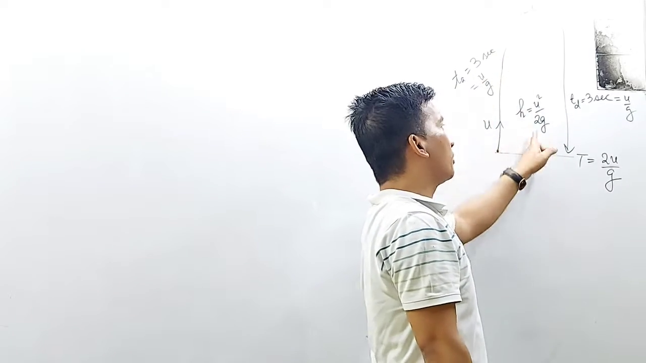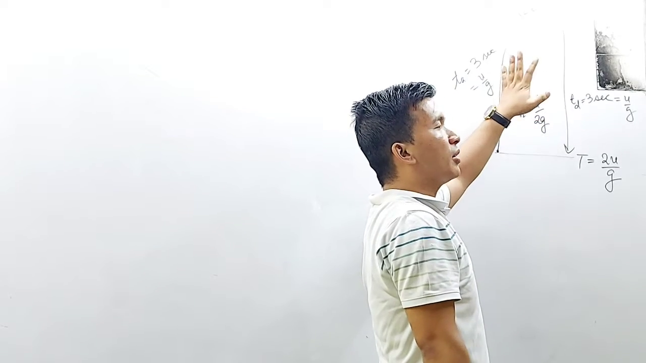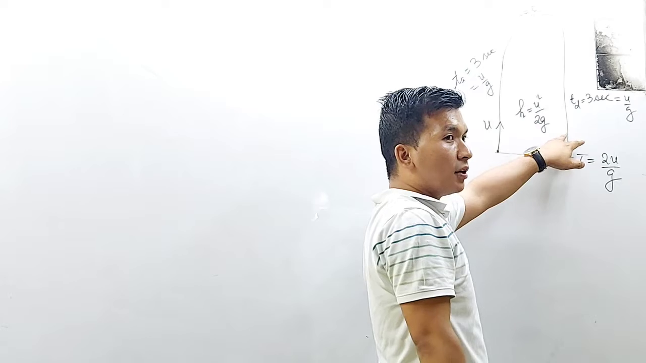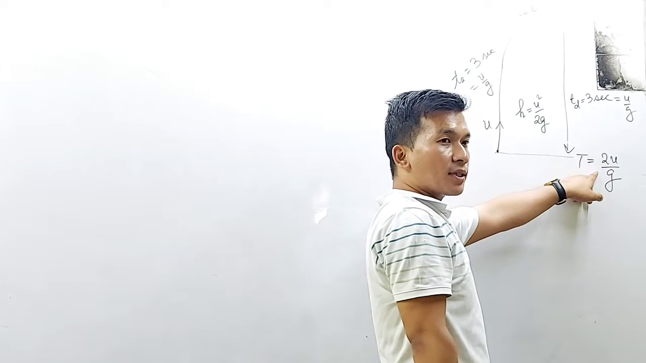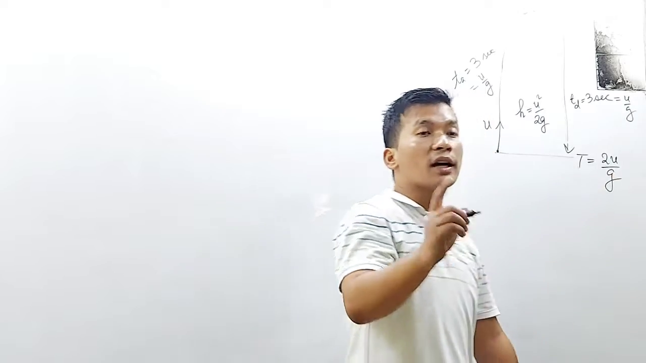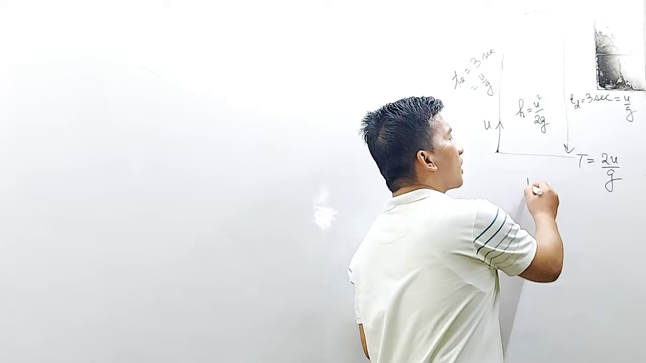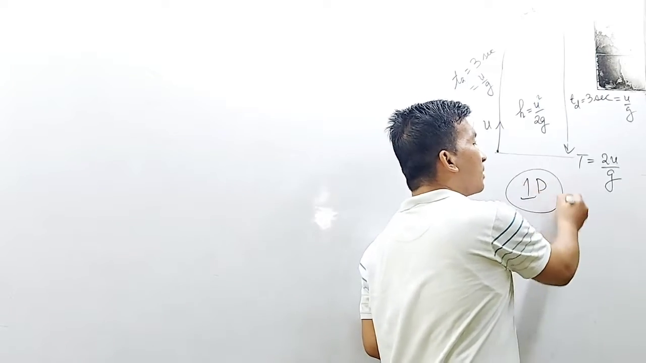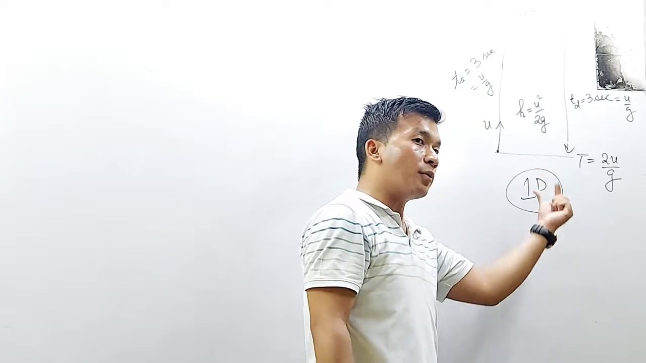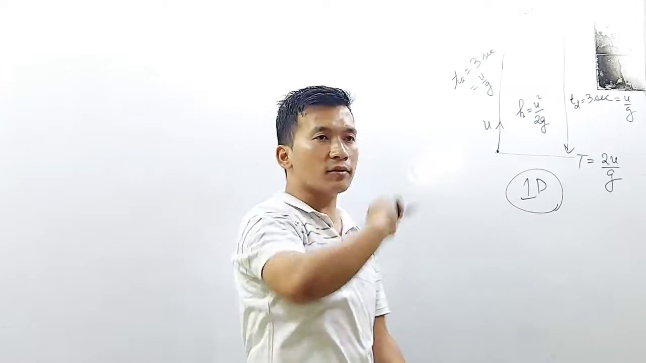Height will be equal to vertical velocity square divided by 2g. What is the time? The time will be equal to 2 times vertical velocity divided by g. Now remember these 2 points. This is with respect to motion in 1 dimension. Now let us try to apply this 1 dimension concept to 2 dimensions.